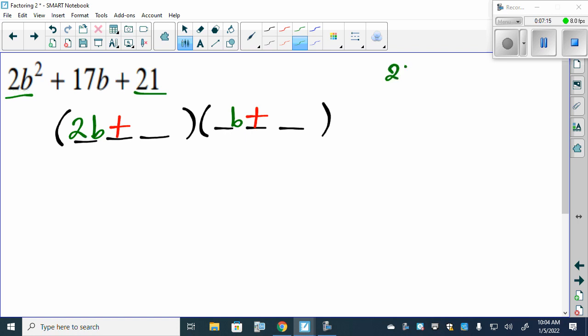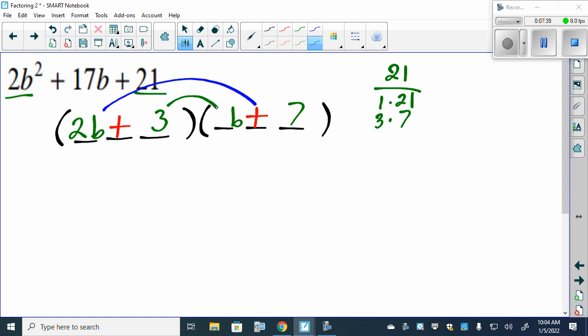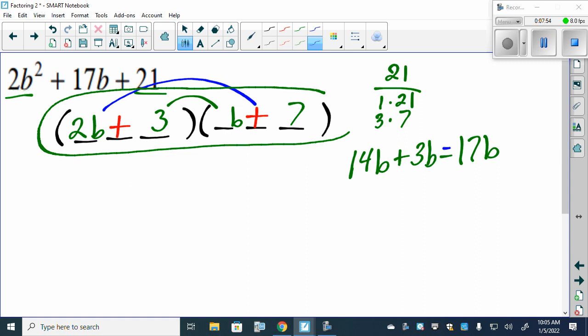Factors of 21: 1 and 21, 3 and 7. Which one do we want to try first? 3 and 7. Which one do we want to put first? 3, 7. And last but not least, we can check it. 2b times 7 is 14b. And 3 times b would be plus 3b, which gives us 17b. That's exactly what we wanted, so these are the factors here.